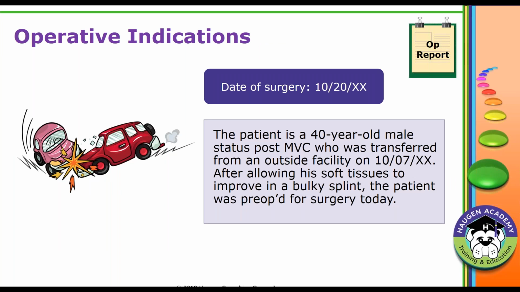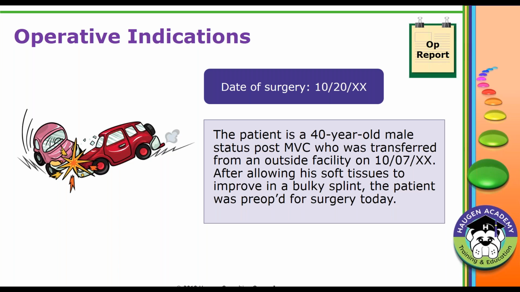So moving on in the op report, we're on to the operative indications. This statement is really going to take us back to diagnosis coding, but it's telling us that this injury was the result of an MVC, so a motor vehicle crash. And that really tells us that this is a traumatic fracture. And again, it's going to require a 7th character. So that's a decision we're going to have to make.